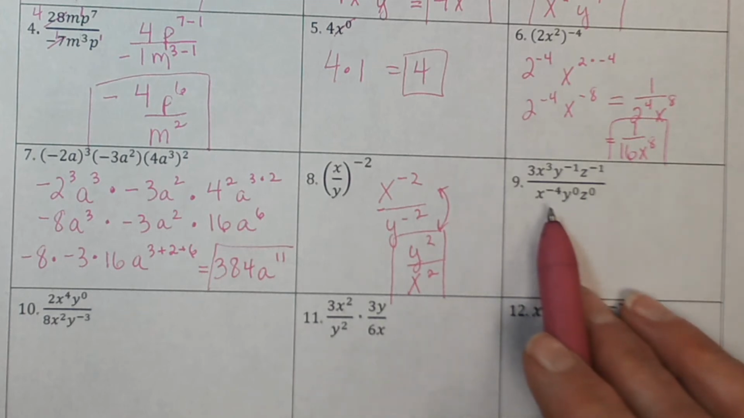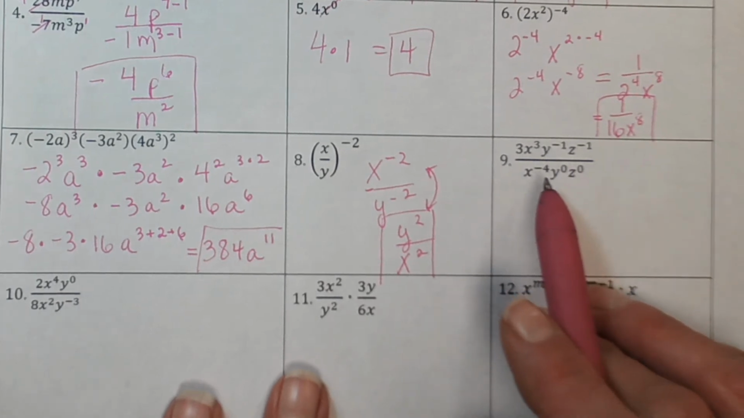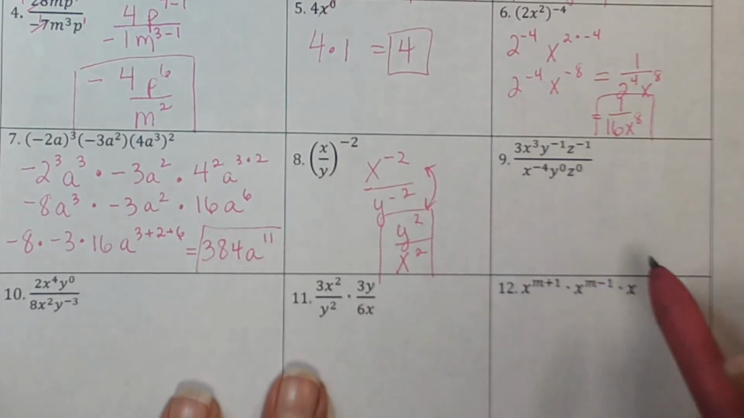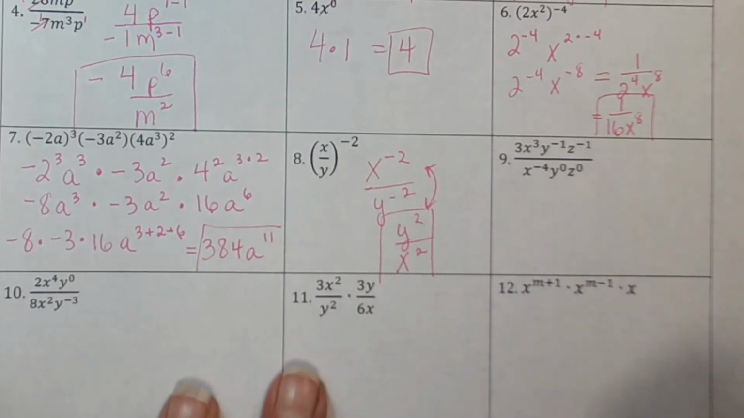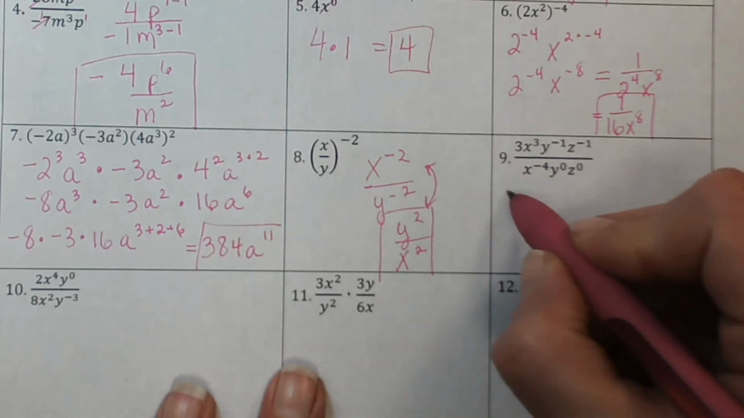So now we are going to look at our next one, more division. So my 3 doesn't have anything to simplify with. So now I'm going to just start looking at my variables and asking myself, okay, where do they go? Well, so I'm going to bring this 3 down.